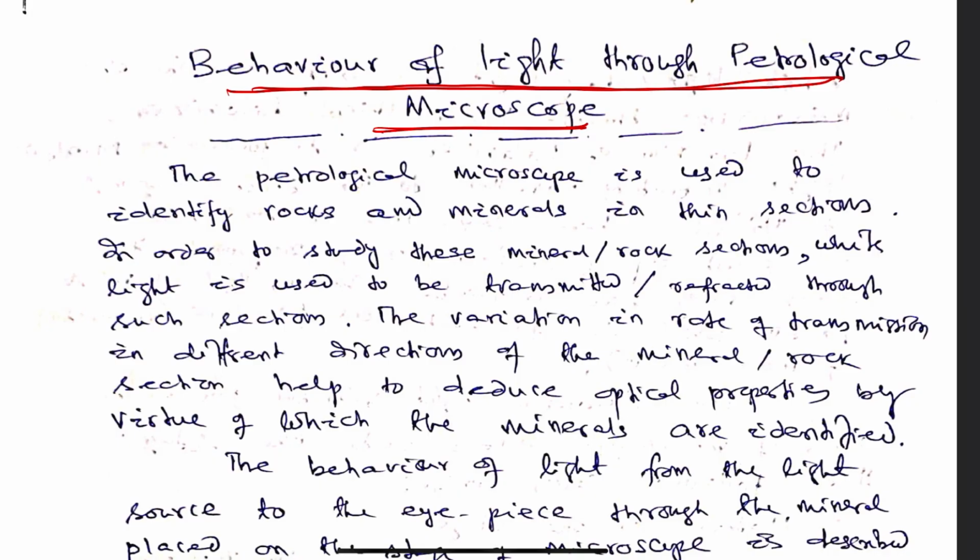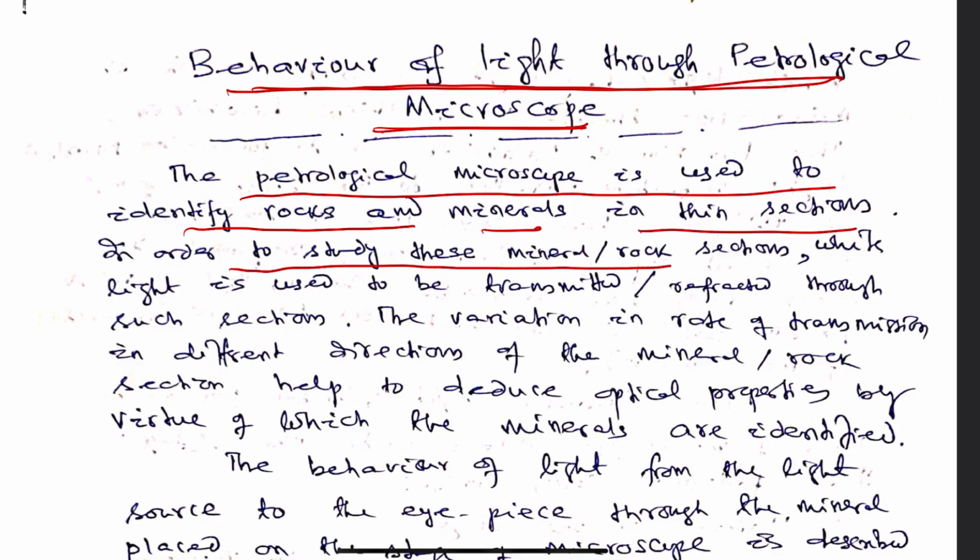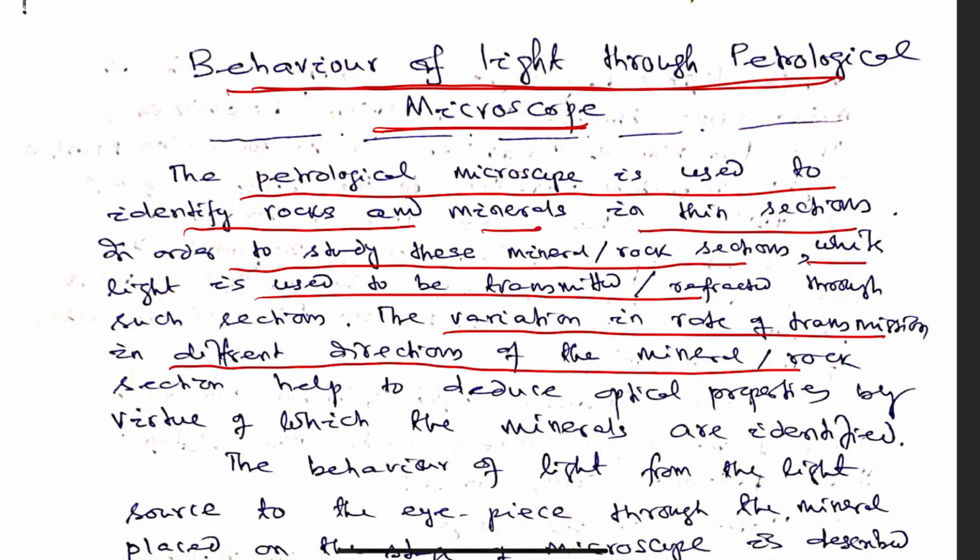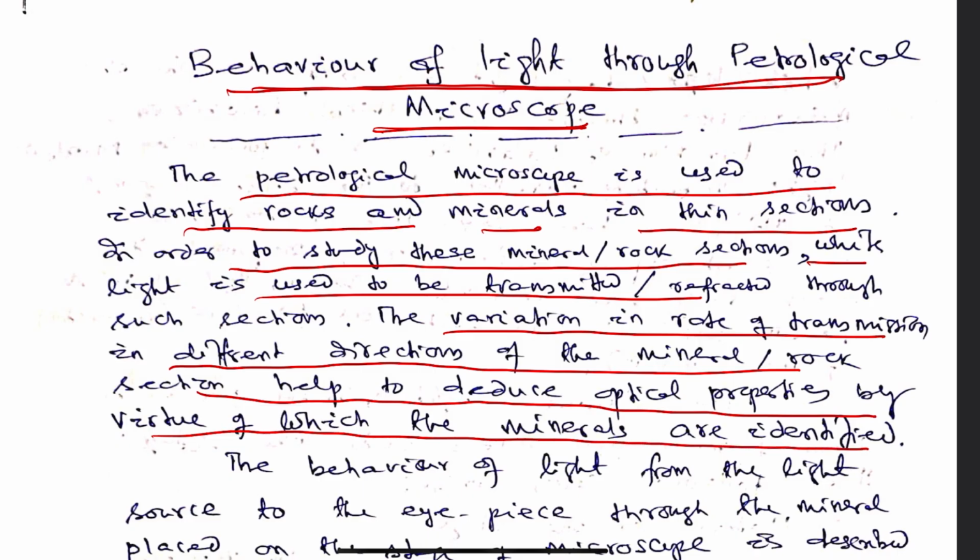So let us discuss. The petrological microscope is used to identify rocks and minerals in thin sections. To study these minerals and rocks, we allow light to pass through them, or light is being transmitted through them. The variation in the rate of transmission of light in the mineral or rock sections helps to deduce optical properties by virtue of which the minerals are identified.